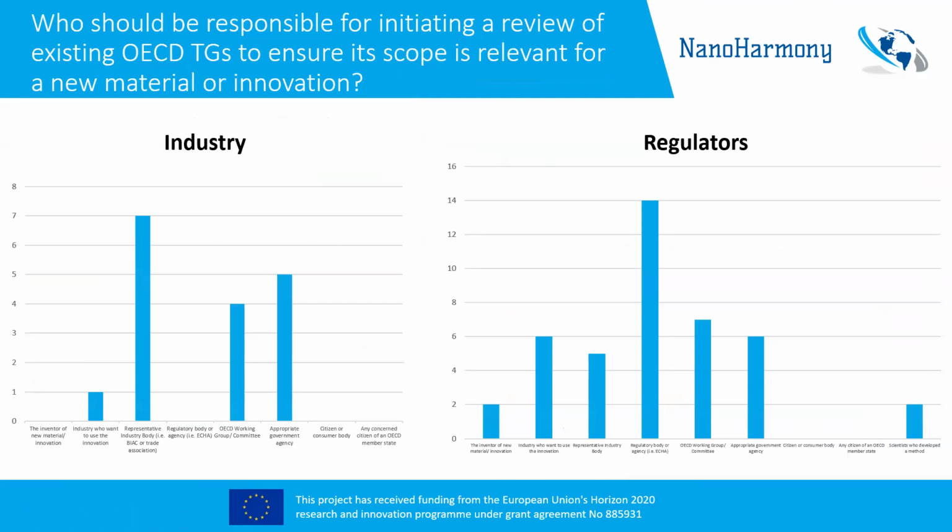Another question that we asked was who would be responsible for initiating a review of existing OECD test guidelines to ensure its scope is relevant for a new material or a new innovation. As you can see here, again, splitting them between the industry responses and the regulators' responses. In industry, it was very much felt that a representative industry body was the number one response, with other people thinking it should be OECD working groups or appropriate government agencies.